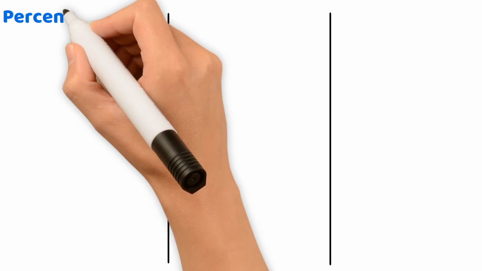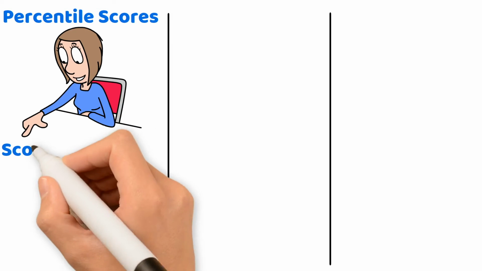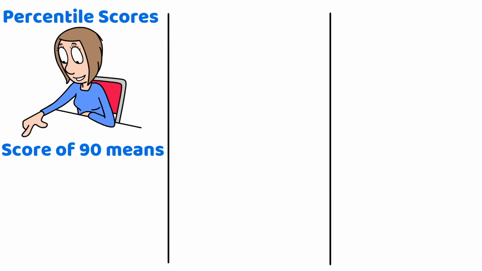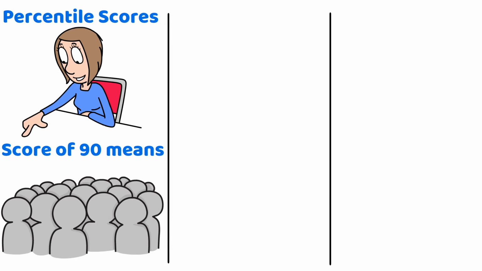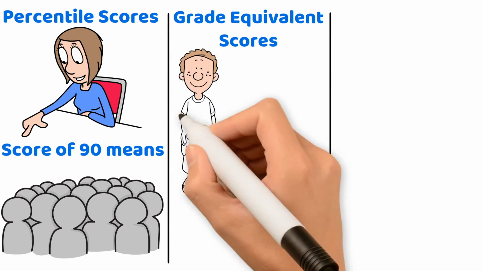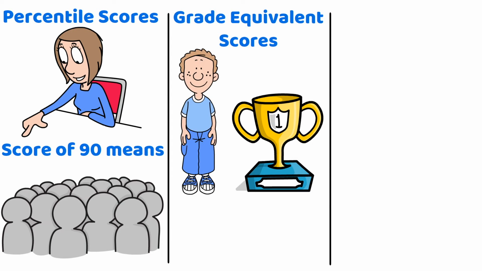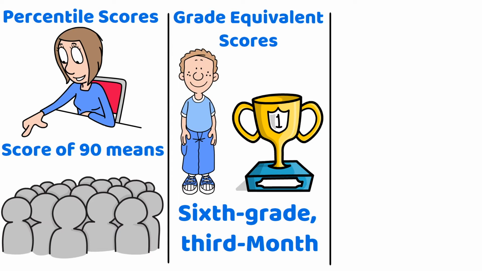Percentile scores show how a student's performance compares to peers. For instance, a percentile score of 90 means the student performed better than 90% of their peers. Grade equivalent scores. These scores relate a student's performance to an average expectation for different grade levels, like a score of 6.3, indicating 6th grade, 3rd month performance.